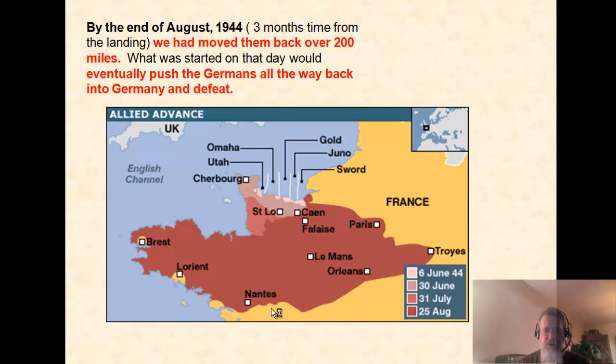We did push them back. In this map, you see the little tiny pink how far we'd pushed them on that same day, June 6th. Then you see further in how far we'd pushed them 24 days later on June 30th. Then a little bit farther on July 31st. Then we really started to break out after July 31st, up to August 25th. We pushed them way far in. Took a lot of effort, a lot of men sacrificed their lives, but we were pushing them back. All the way back eventually into Germany in defeat. We'd pushed them that 200 miles by the end of August.